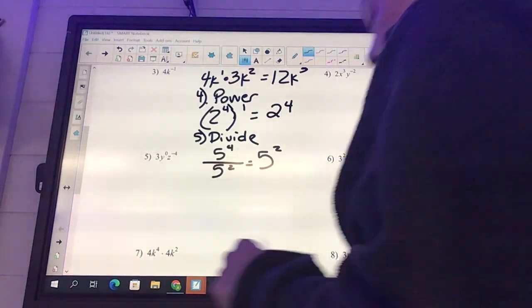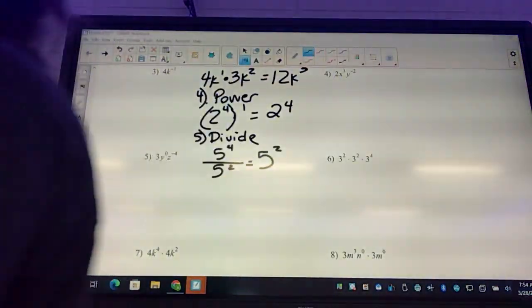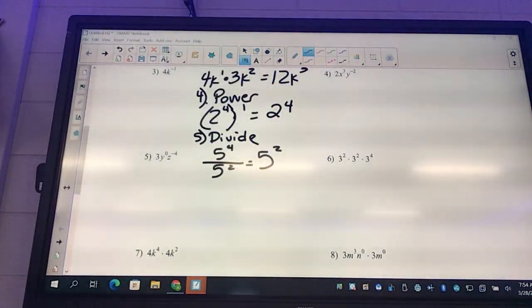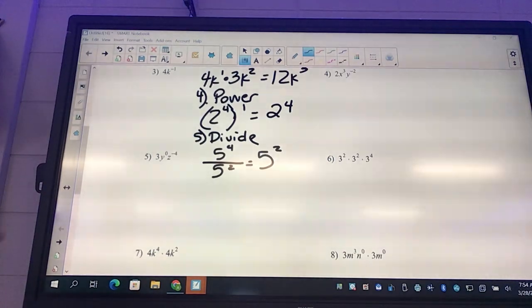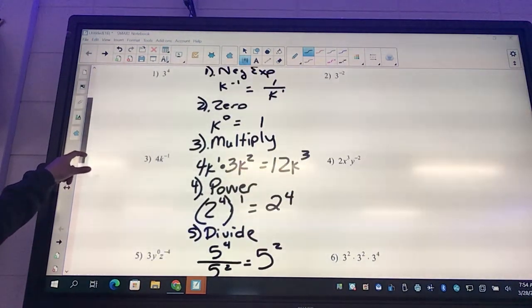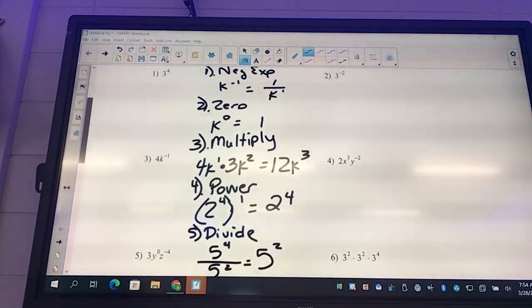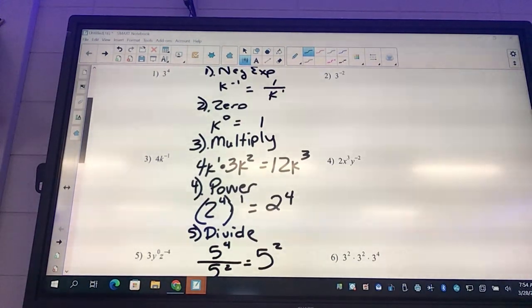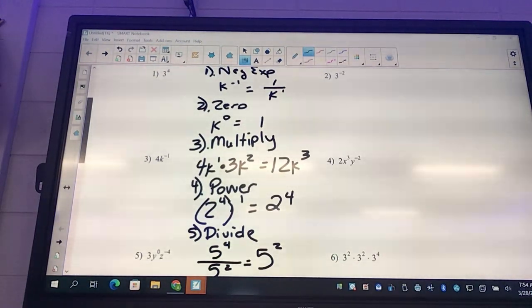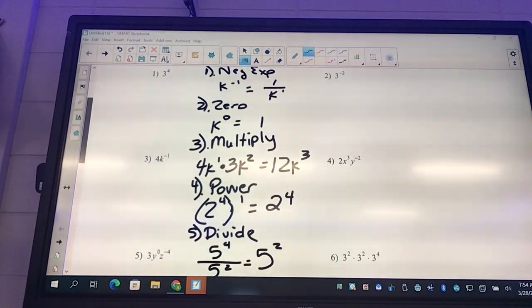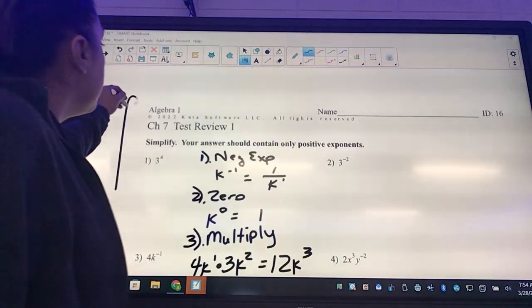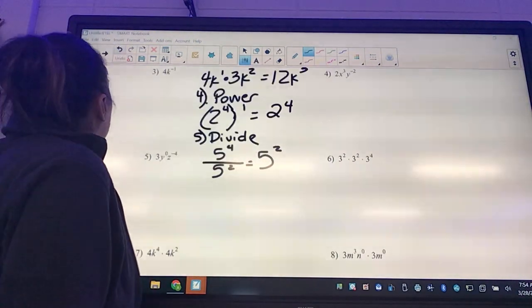The majority of our test is going to be about exponents. There's a few extra things on there that we've recently done, but if we look at number 1, we've got 3 to the 4th. What do we do with that? Are there any negatives? Any zeros? No. So our answer is just going to be 3 to the 4th.